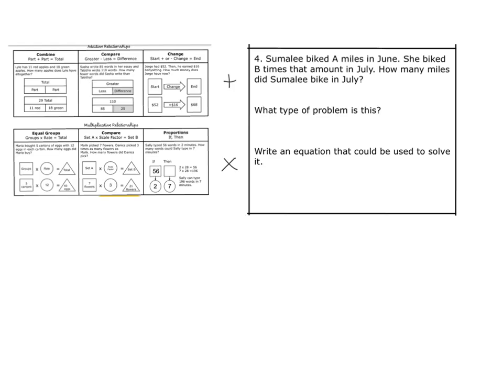Let's try this word problem. Sumali biked A miles in June. She biked B times that amount in July. How many miles did Sumali bike in July?